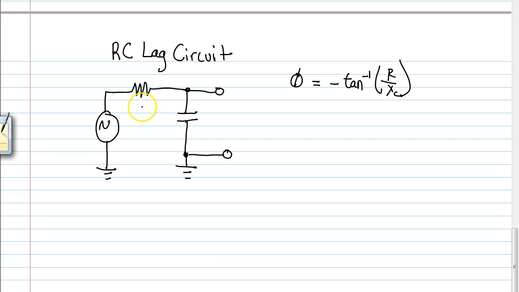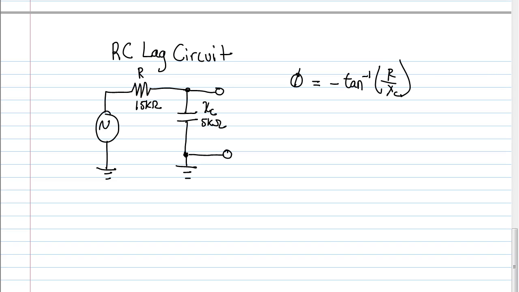Let's put some values then on this thing. If I have a resistor that's 15K and a capacitor that's producing 5 kilo ohms of reactance, what's going to be the phase difference? What's going to be the difference between the input and output in terms of phase? How much in degrees am I going to be offset on the output?